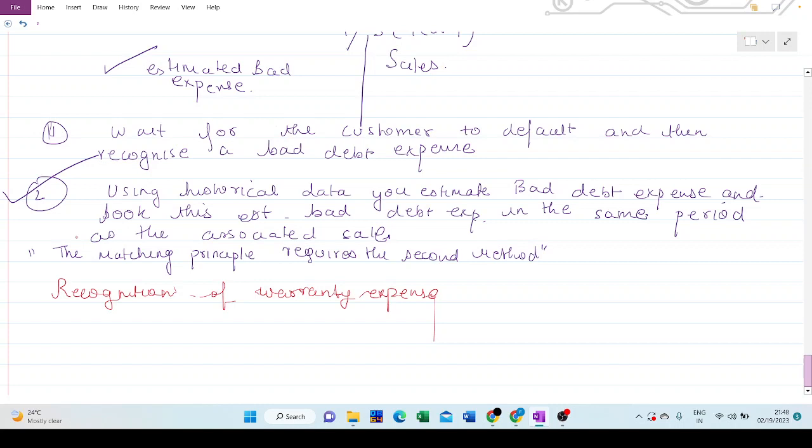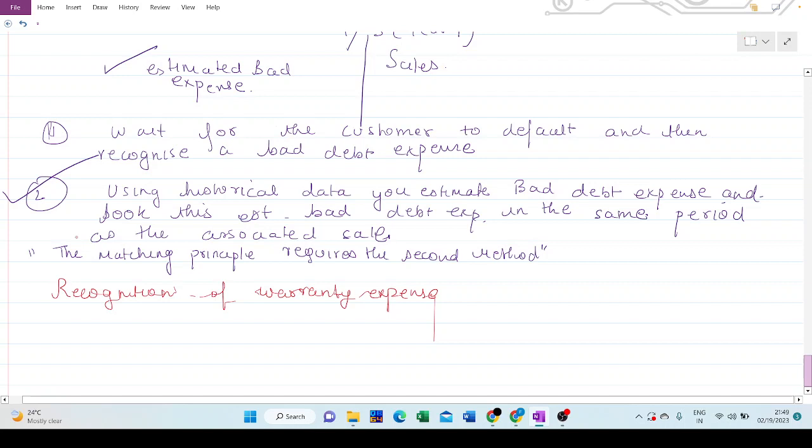So guys, please tell me which method is consistent with the matching principle, the first method or the second method? Please tell me. Second. Yes, obviously the second method is more consistent. The recognition of warranty expense is a similar treatment as your bad debt expense. Right, guys, should I move on to the next topic? All good? Yes or no? All good, guys, or no? Yes, sir. Good, sir.